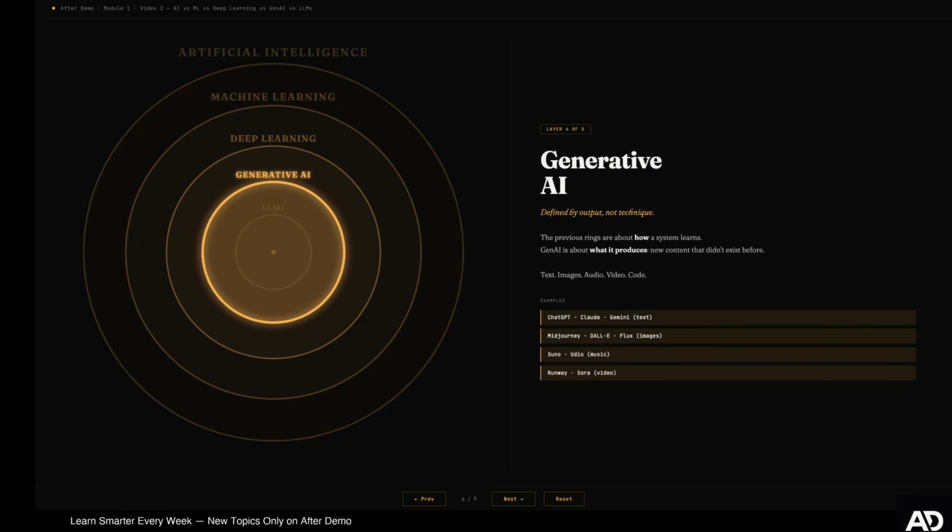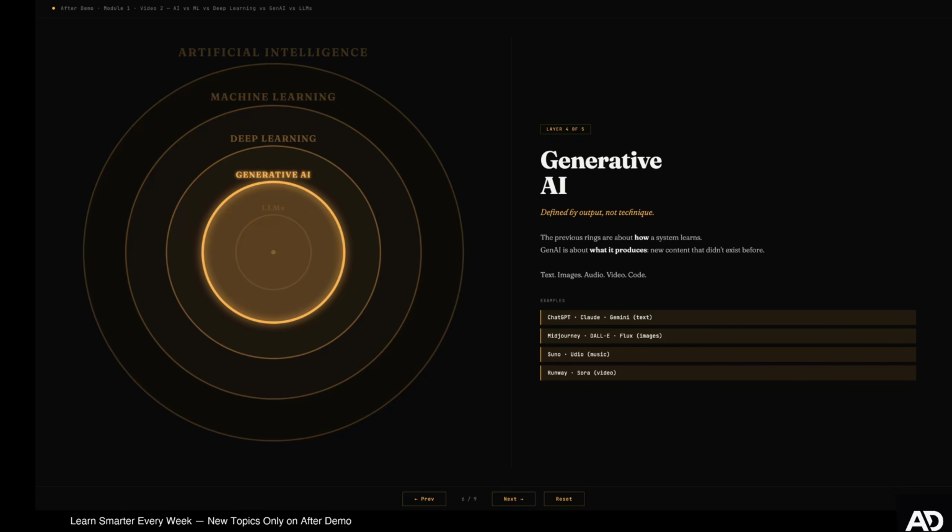Here's what most people get confused. Generative AI isn't defined by how it is built, it is defined by what it produces. The previous rings, AI, ML, deep learning, describe techniques, how the system learns, how it is trained. Generative AI is about output. The model creates something that didn't exist before. New text, new images, new music, new video, new code, generated, not retrieved.